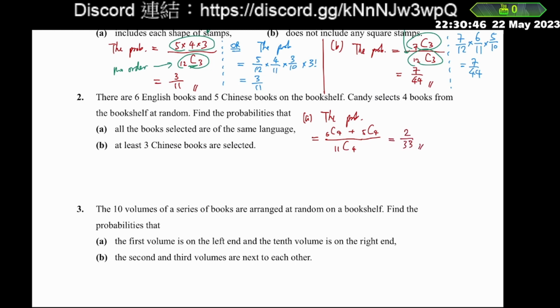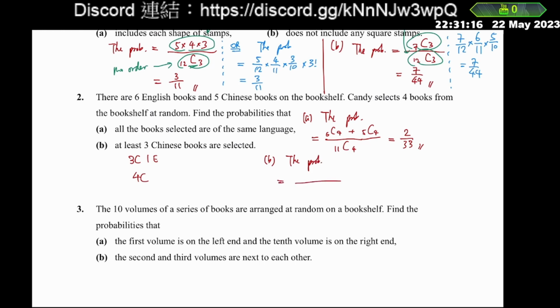I think it can be a good exercise for selection from different groups. And then next, at least 3 Chinese books are selected. So when it is at least 3 Chinese books, we just check how many cases there are. Then it can be 3 Chinese, 1 English, because altogether she wants to get 4, or it can be 4 Chinese, so only 2 cases. Therefore, we check the 2 cases one by one.